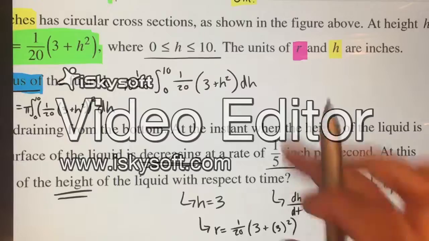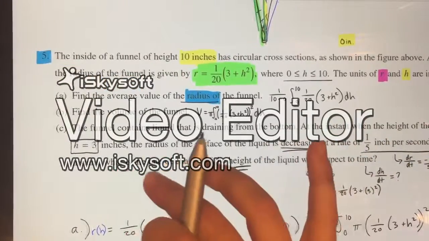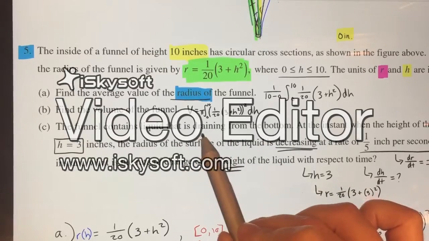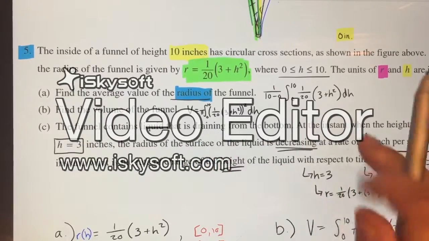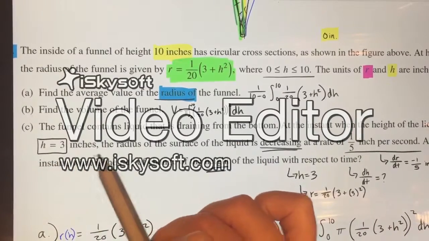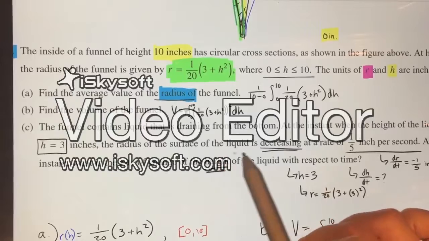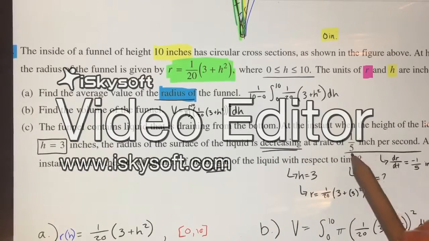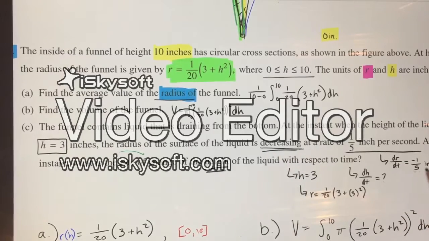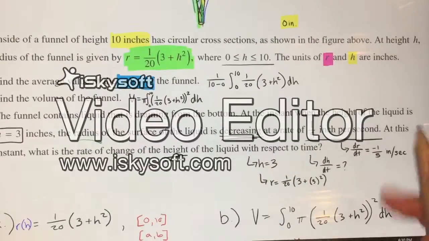So now for the final part, part C: the funnel contains liquid that is draining from the bottom, so we know that this is going to be a negative rate. At the instant when the height of the liquid is h equals 3 inches, the radius of the surface of the liquid is decreasing at a rate of negative 1/5 inch per second. So we know that this is dr/dt, the rate of change of our radius, and we know it's negative because it's decreasing, so dr/dt equals negative 1/5 inches per second.